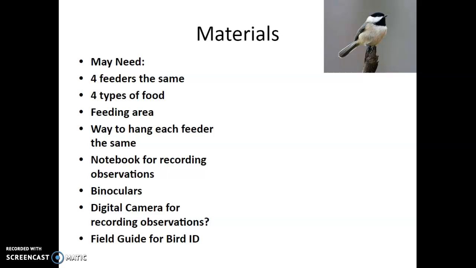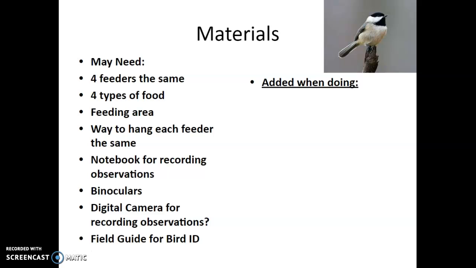Now, of course, there's a new tool I learned over the summer called Merlin Bird ID. You can answer your phone. We're going to try that in class. So, a tool for identification. Alright, so that was what I initially thought about.